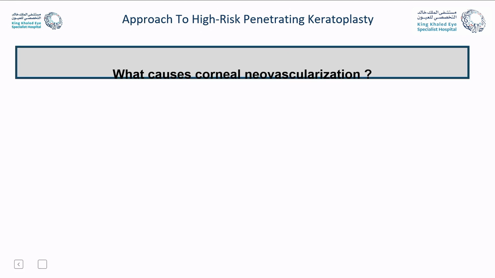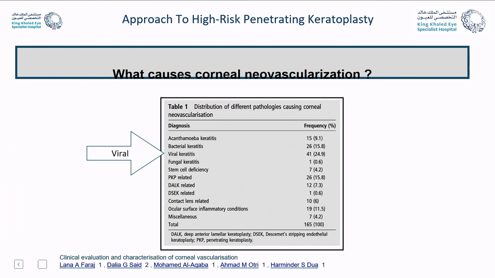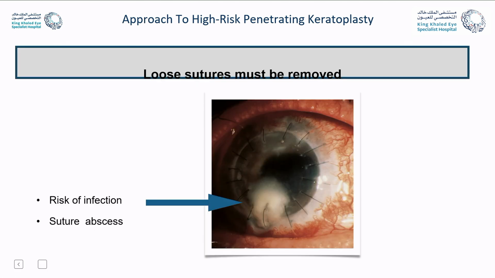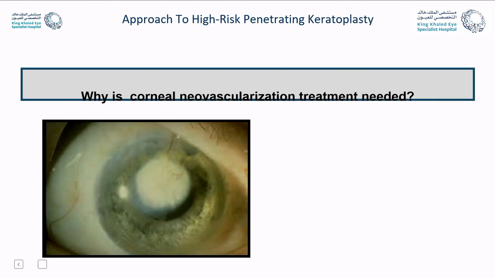So what causes corneal neovascularization? In a series done by Professor Dua and his group, viral keratitis was one of the leading etiologies for corneal neovascularization. Loose sutures are a potent stimulus for vascular ingrowth and vascularization of the cornea. They attract vessels, mucus deposits, inflammation. They increase the risk of infections and rejection. So whenever there is a loose suture, this is a risk for infection and suture abscesses. You may lose the graft and you may lose the eye. So it has to be removed.